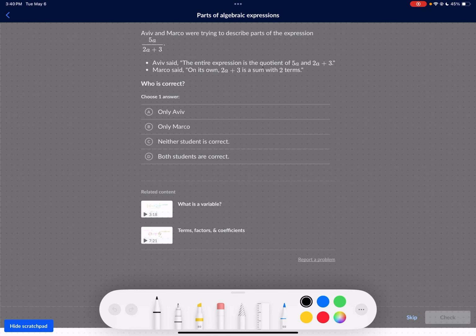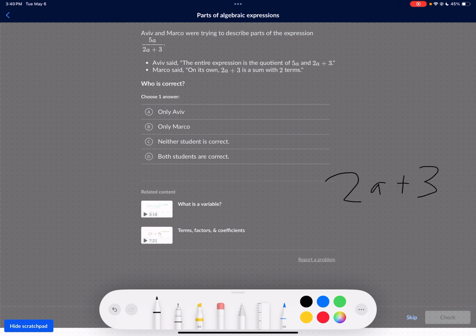So, quotient is what we are dividing. 5a and 2a plus 3 is the quotient of 5a and 2a plus 3. So that's 5a divided by 2a plus 3. And then Marco, on its own, 2a plus 3 is a sum with two terms. So 2a plus 3, that is a sum, right? Because we have a plus here.